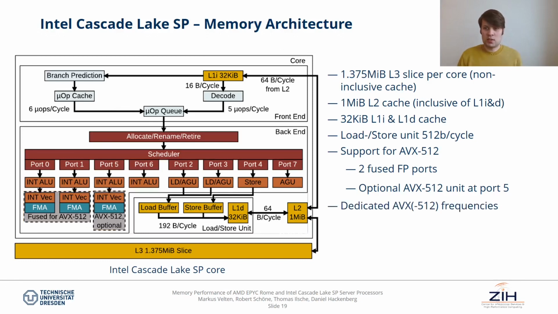These processors have dedicated AVX and AVX 512 frequencies. The nominal AVX and AVX 512 frequencies are below the nominal baseline frequency for this processor, and these nominal frequencies decrease once you start to use more cores. These are frequency ranges, so they have turbo frequencies as well.